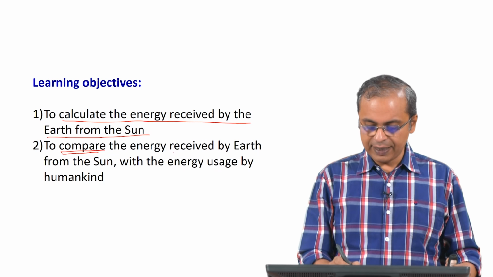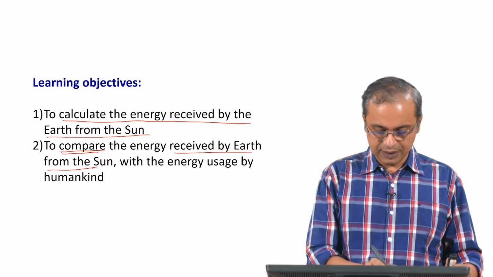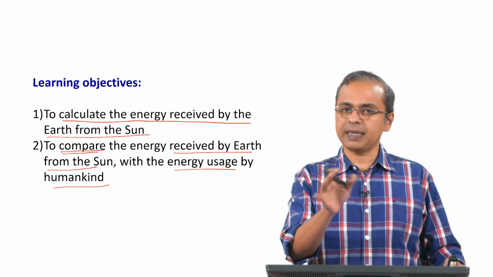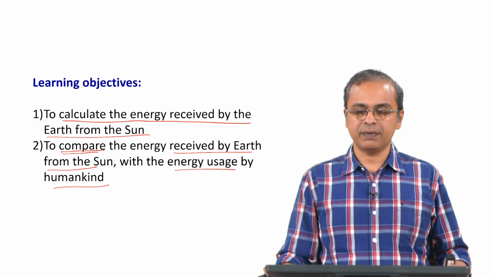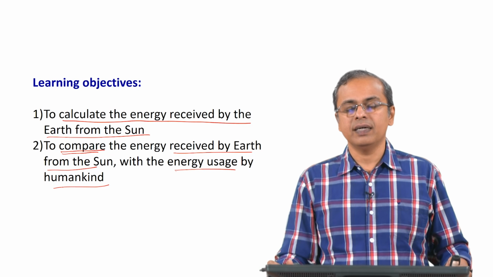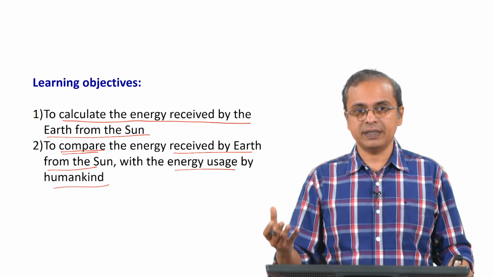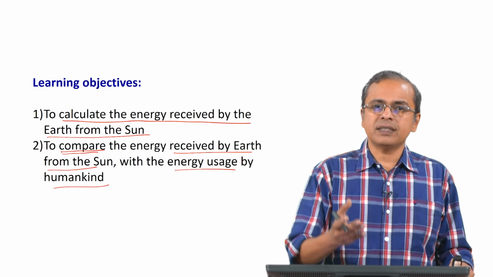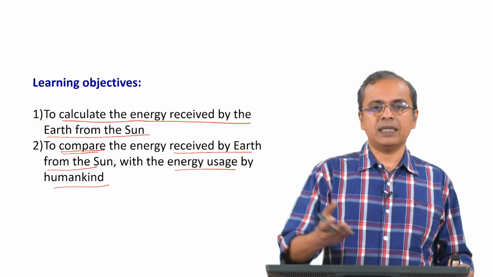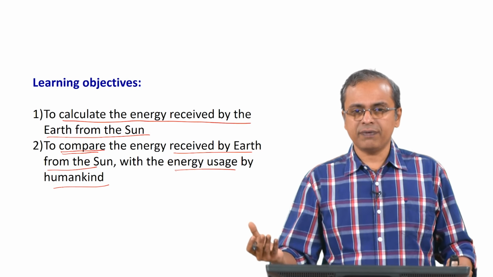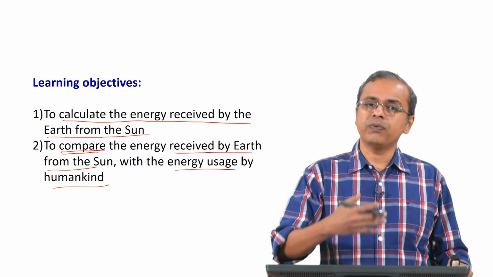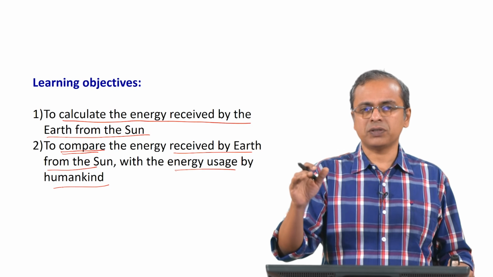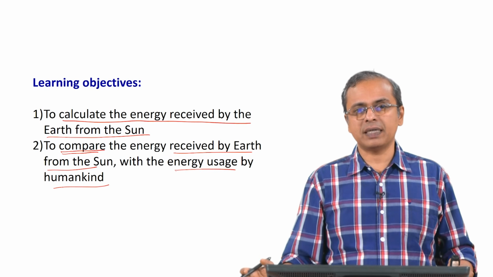So, we are going to compare the energy received by earth from the sun with the energy usage by humankind. We have already seen energy usage by humankind in some of our previous classes. I have mentioned it: we are using about 500 exajoules of energy every year in our present state of usage. There are various reasons based on which this is likely to increase. There are also technological advances happening all the time, which may help us level this off in some way. So, we do not know exactly what number it will settle at.